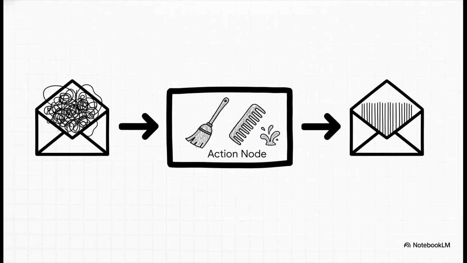So what happens to that raw data? Well, it immediately flows to our next block, an action node. We can set up this node to automatically clean things up. Maybe make sure phone numbers are in the right format or properly capitalize names. This step makes sure everything is perfectly consistent for whatever comes next.